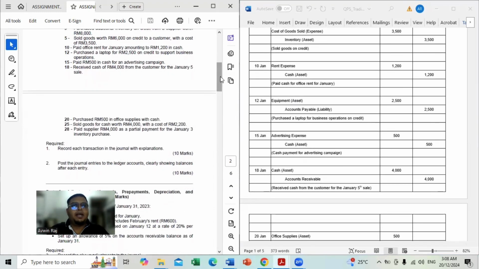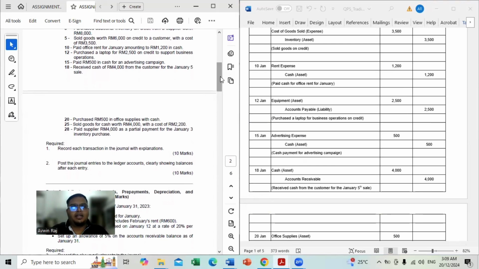For 15 January, paid 500 ringgit in cash for an advertising campaign. So in the journal, I debited 500 for the advertising expenses account and I credited 500 for the cash account.